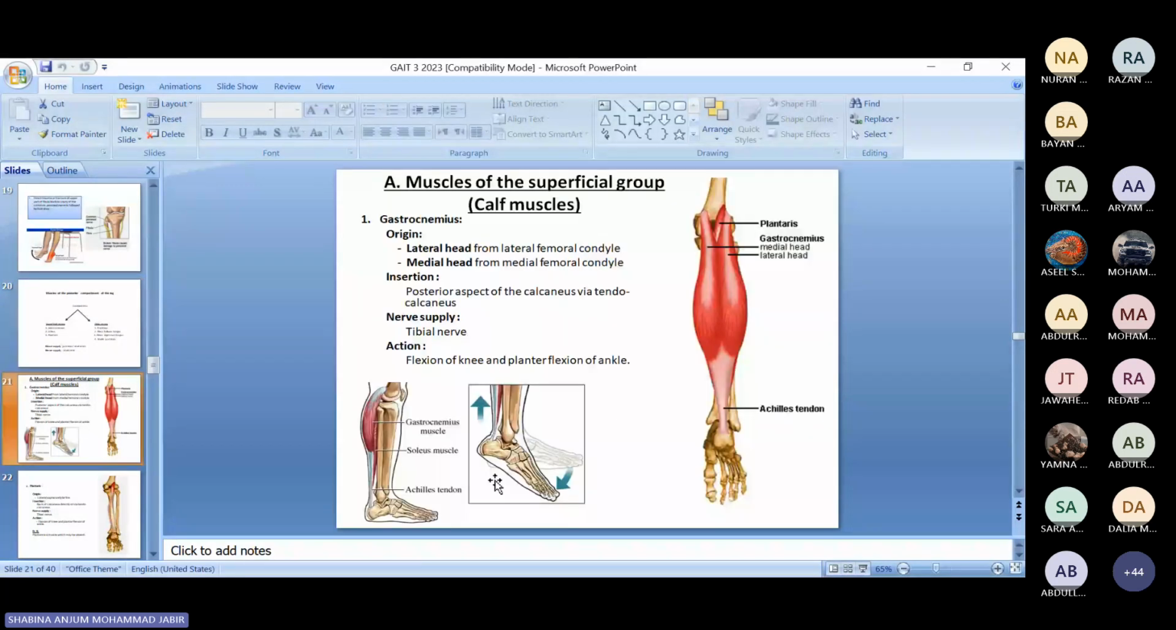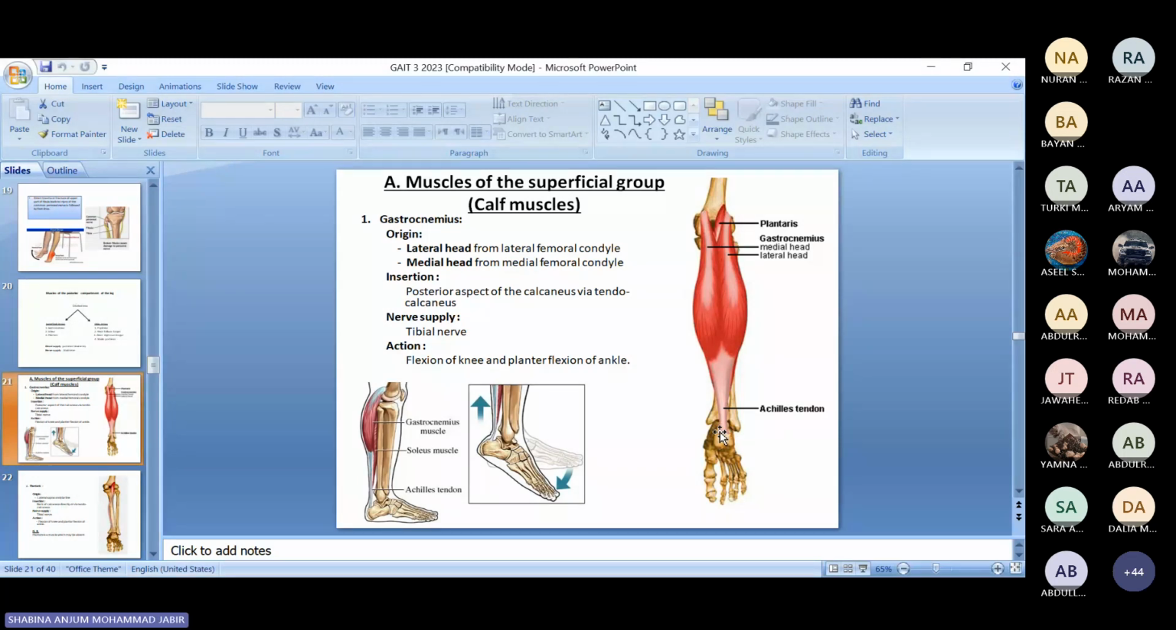Gastrocnemius is the muscle which is called the calf muscle. The thickness of the calf is due to this gastrocnemius muscle, which has two heads of origin, the lateral head from the lateral condyle and the medial head from the medial condyle. What will happen? This also makes a common tendon, the thickest tendon in the body, known as the tendocalcaneus or Achilles tendon, which is finally inserted over the posterior surface of the calcaneus bone.